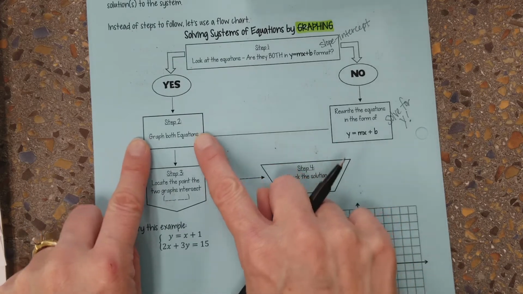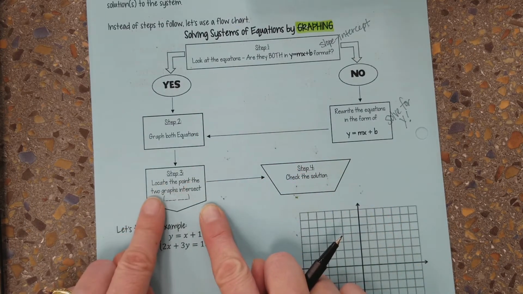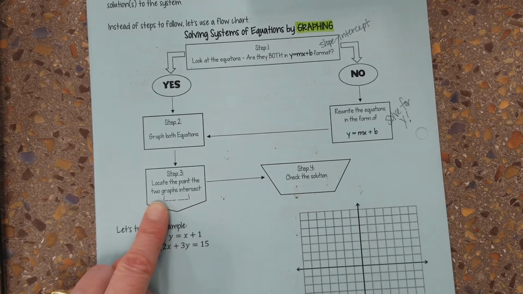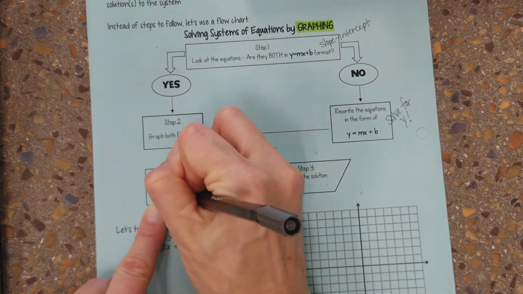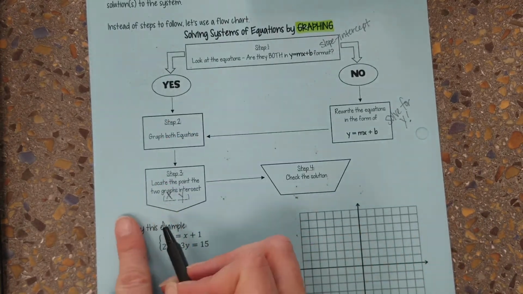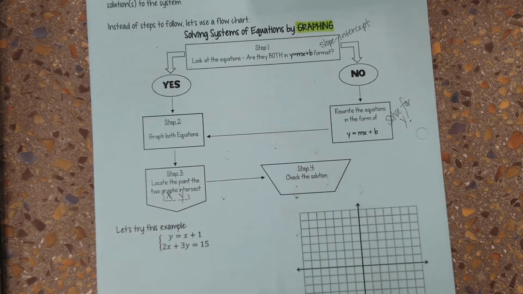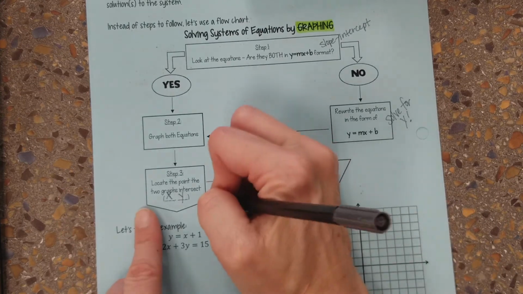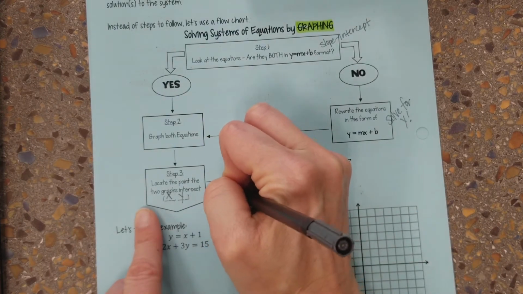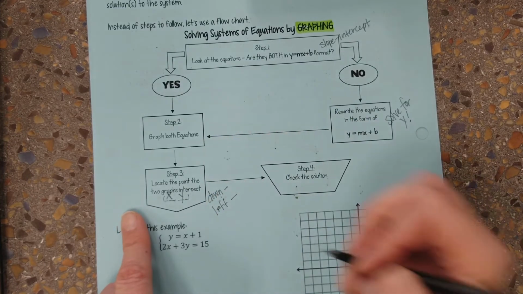Once you've graphed both equations, you're going to come down to step 3. Step 3 says locate the point where the 2 graphs intersect. You're going to write it as an ordered pair. Now remember, ordered pairs are in the form of x comma y, which means we're going to count how many spaces we went left or right and put it first, and then count how many spaces we went up or down and put that second. Remembering that down is negative and left is negative.